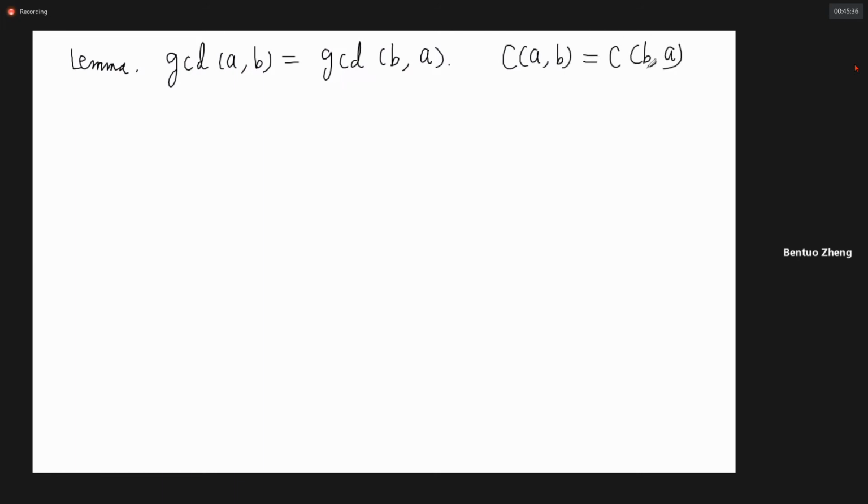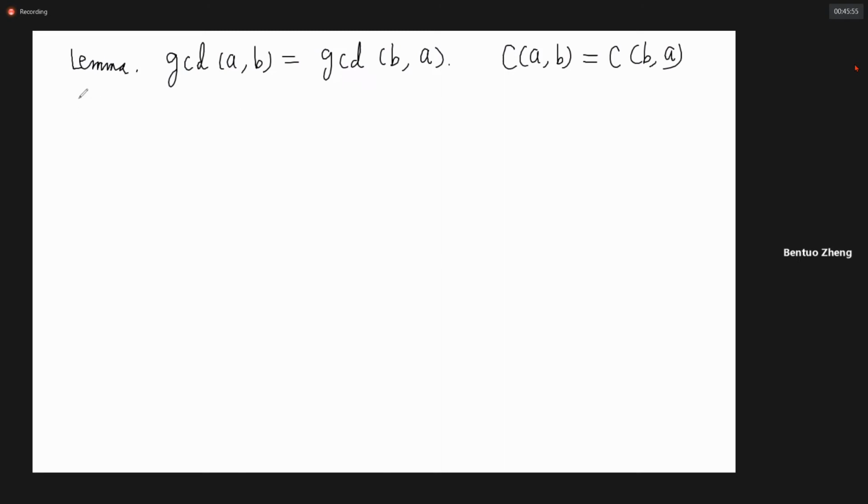All right, so the first lemma is clear from the definition. We don't even need to prove it, because the greatest common divisor of A and B is equal to the greatest common divisor of B and A. This is because C of AB is of course equal to C of BA. When you talk about the set of common divisors, the order of these two numbers doesn't matter. So C of AB equals C of BA, so the largest element in the set would be the same.